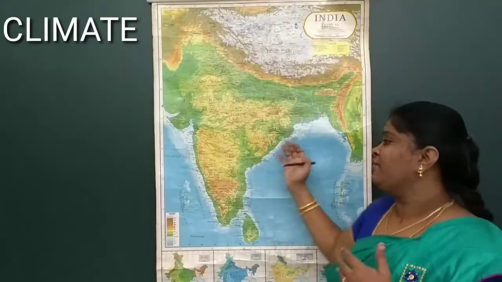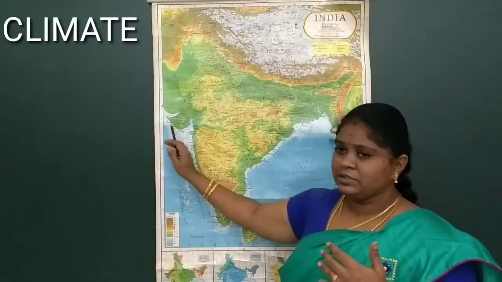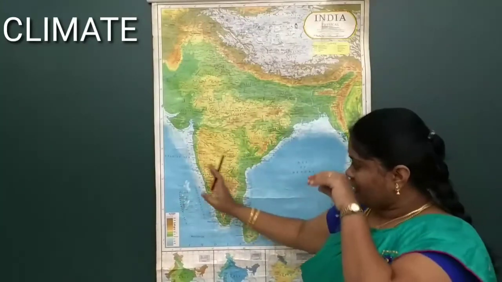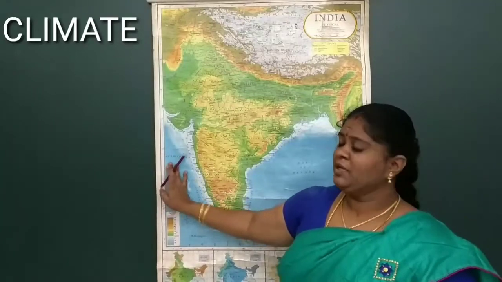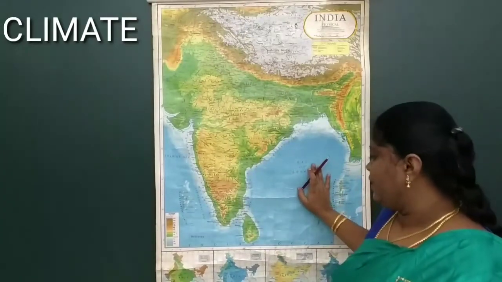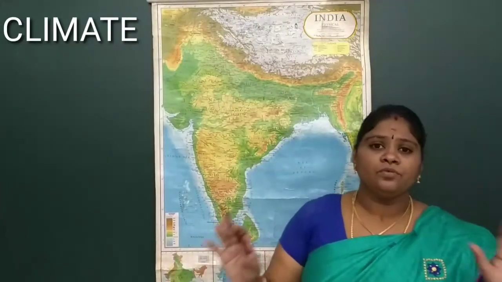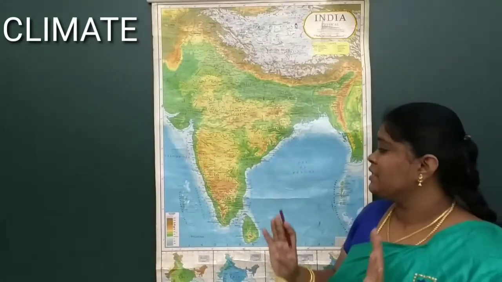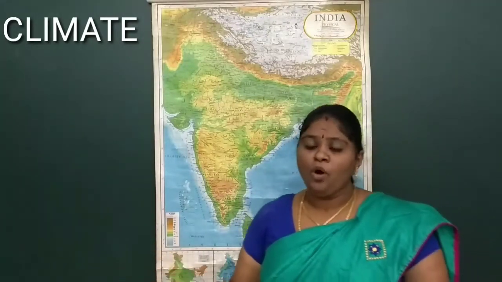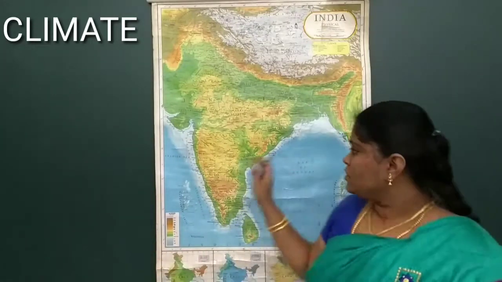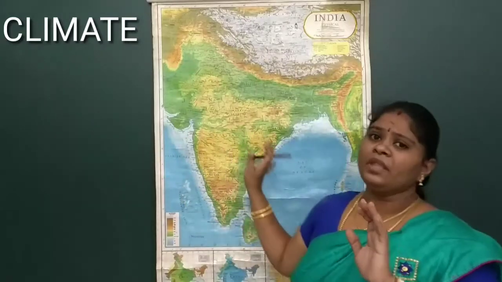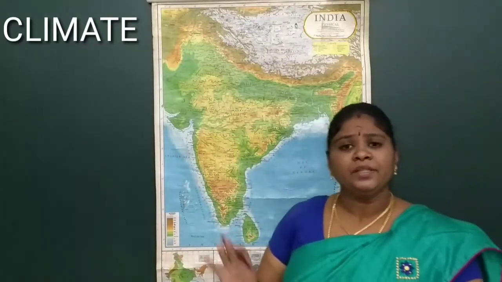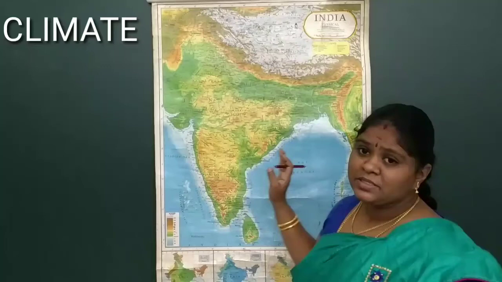And also we can find that on the western side we have the Arabian Sea and the Bay of Bengal, and we have the Indian Ocean. Because of these, you can find the climate of India remains in an average normal condition. It is not too cool, not too hot also. Because of these natural resources, the Indian climate remains the same.